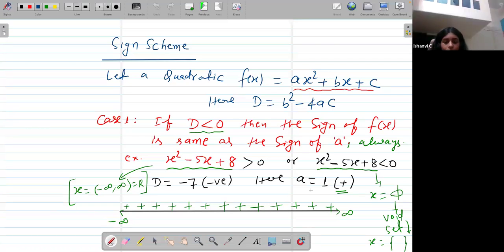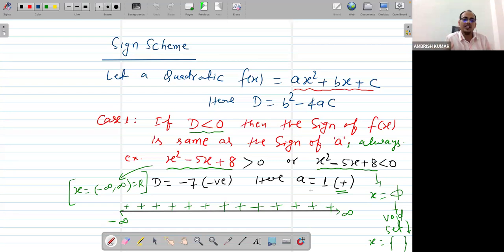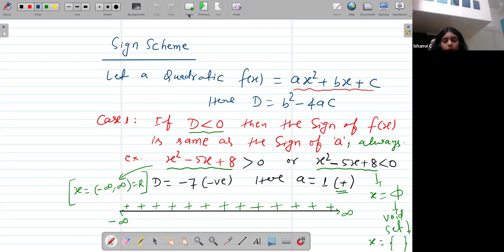Now, in negative or positive, what is the actual value that we get? That we don't have to bother about, right? It can be positive 5, positive 50, positive 500. That is not the concern. Clear?